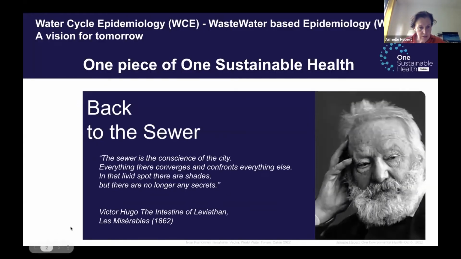As you all know, Hugo told more than 100 years ago that the sewer is the conscience of the city, and all has converged, and in that livid spot there are shades, but they are no longer secrets. So the water cycle is just receiving all that is emitted and circulated by human activities and also animal activities, but we are also exposed to the water that is constitutive for 70 to 80%.